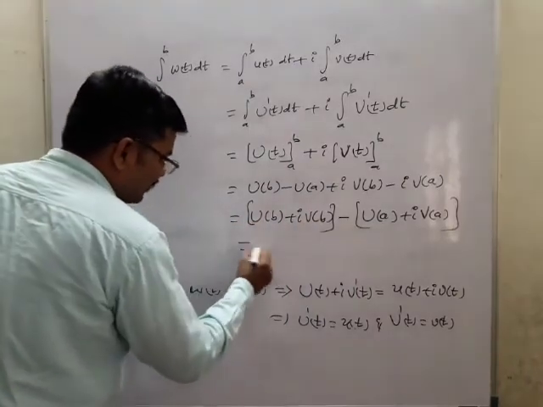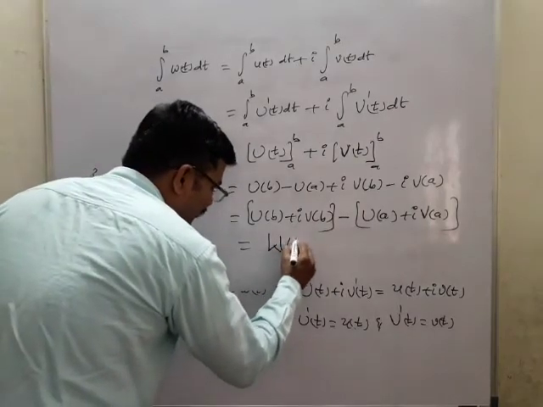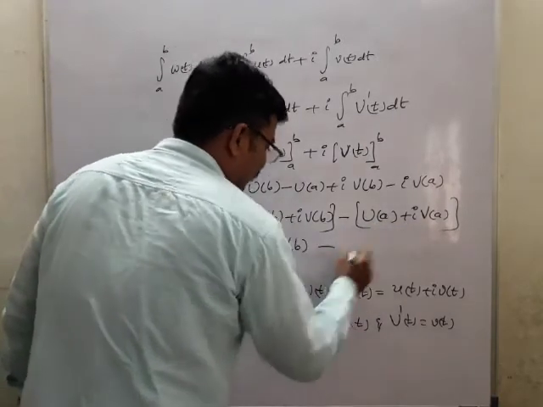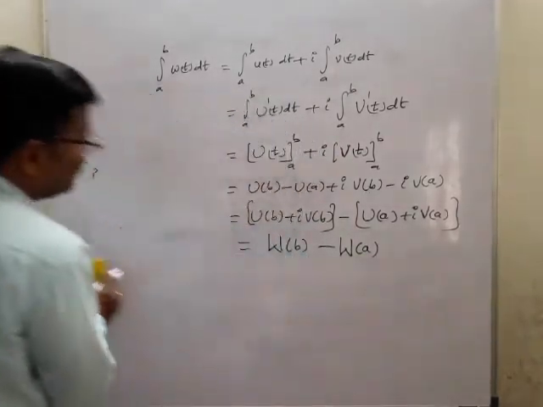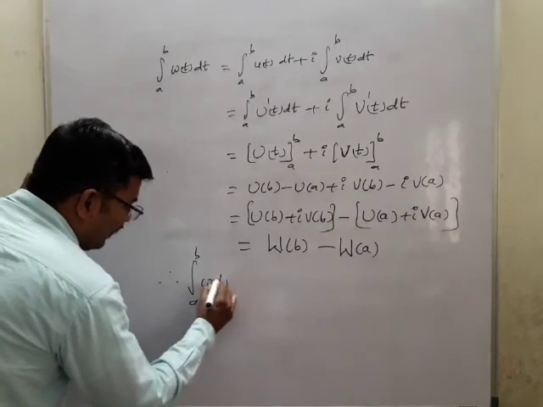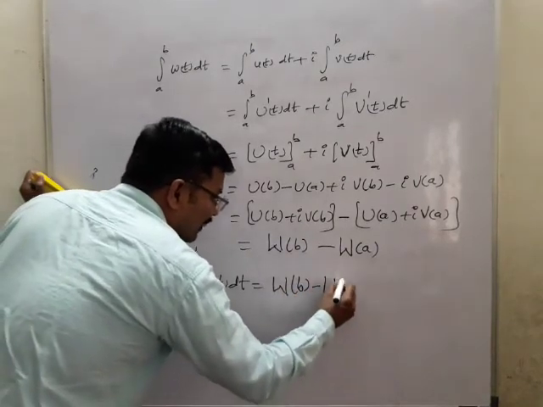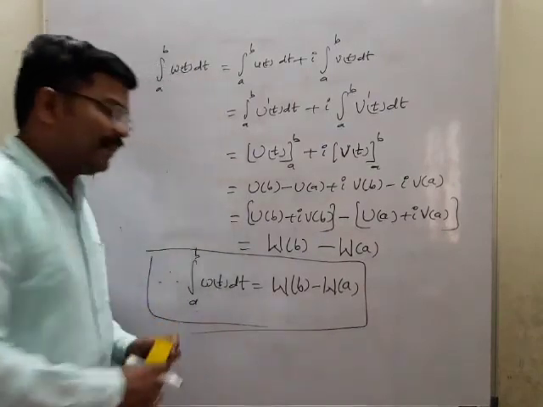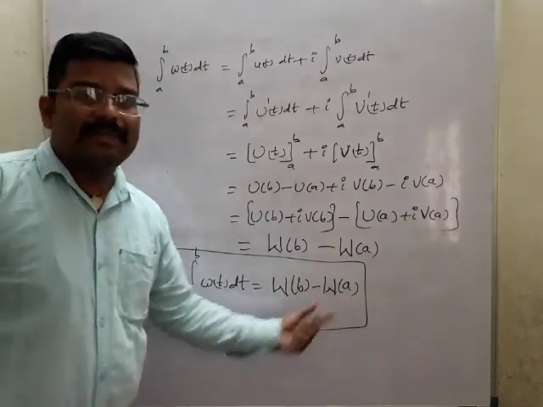Now what is this? This is u(b) + i v(b), which means capital W(b) according to the formula, minus u(a) + i v(a), which means capital W(a). So what we got here is the integral from a to b of w(t) dt is equal to capital W(b) minus capital W(a). This is how we got the fundamental theorem of integral calculus.